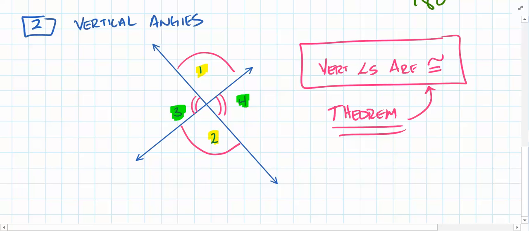So if it's a theorem, are we allowed to use it in our proofs? Yes. Is it one of those reasons that we listed on the reason side? Yes, it is. This is the theorem that we have been given, that vertical angles are congruent, meaning that angles 1 and 2 are the same, and angles 4 and 3 are the same measure, because congruent means same shape, same size. So if we have a theorem, then we are allowed to use it in a proof. You guys good with that? Yeah.